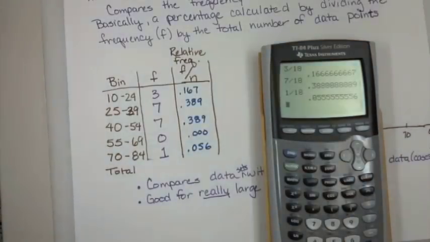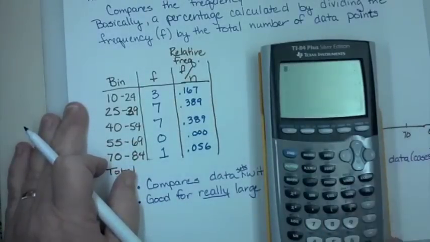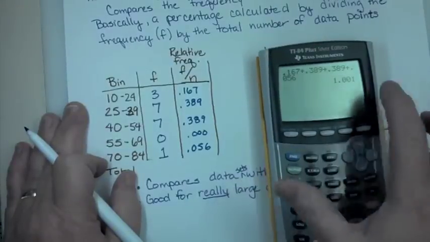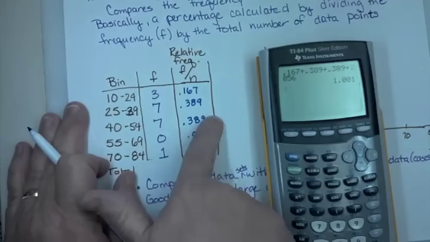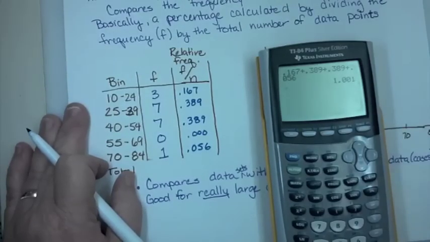0.056. Okay. So, and if I did this right, these should all add up to 1, although they're not going to always be exactly 1. Let's see what we got here. Okay, 0.167 plus 0.389 plus 0.389 plus 0.056. See, we ended up with 1.001, and that's okay. That's close enough, because since we did all that rounding, and most of the time we rounded up, we're a little bit high, but not enough to make a difference.